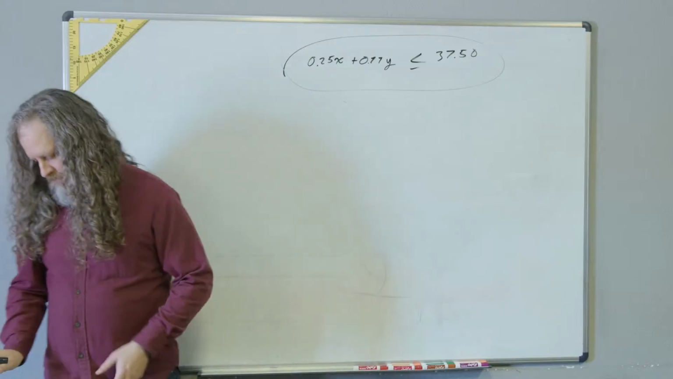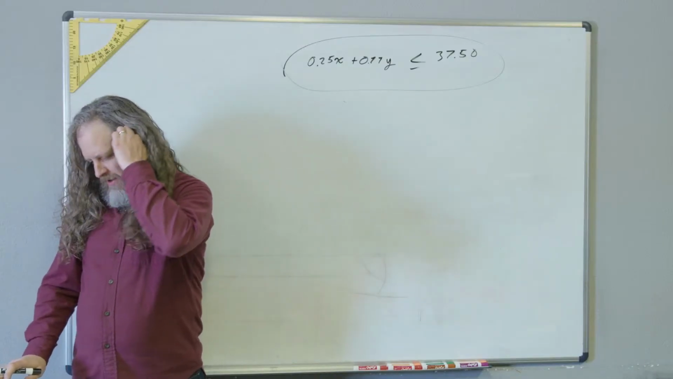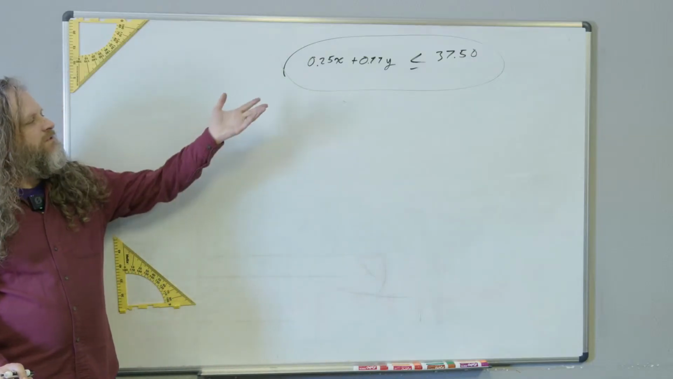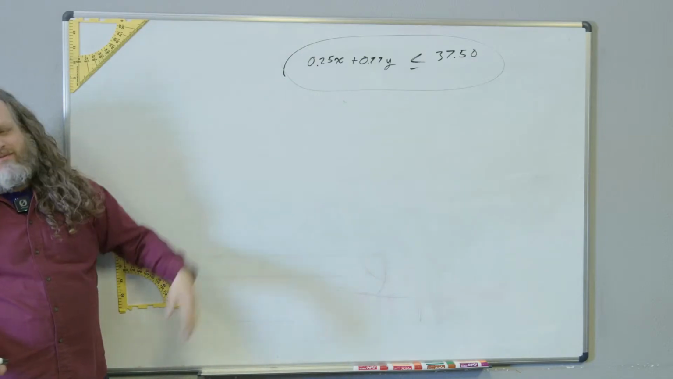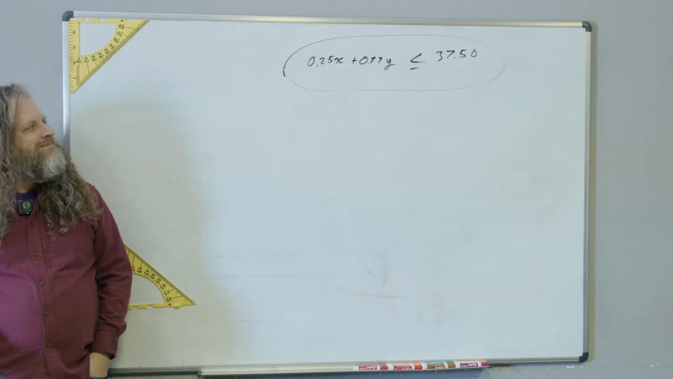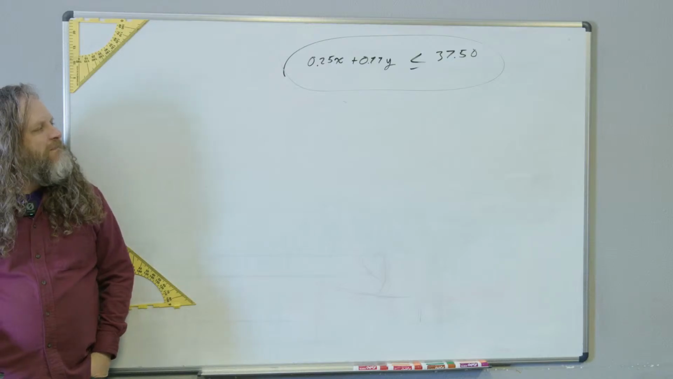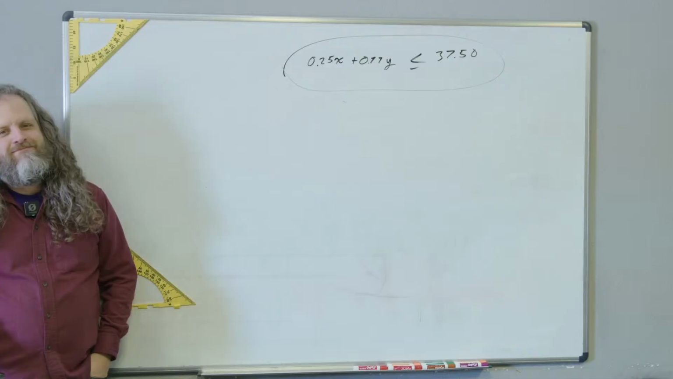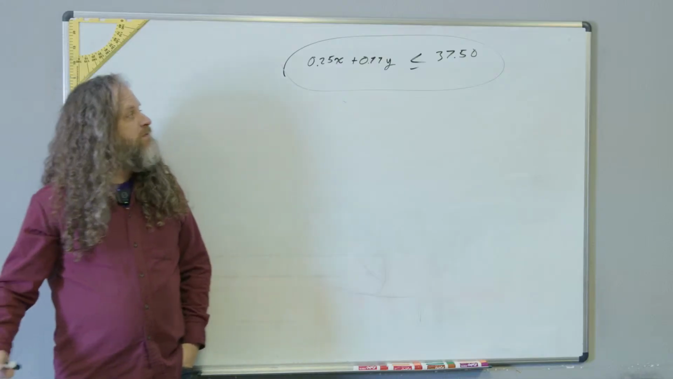Part B. Graph an inequality for the weekly cost of the service. Great. So we need to make that graphable. Put it in slope-intercept form sounds great.